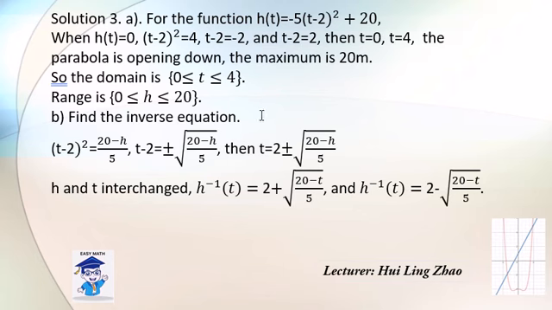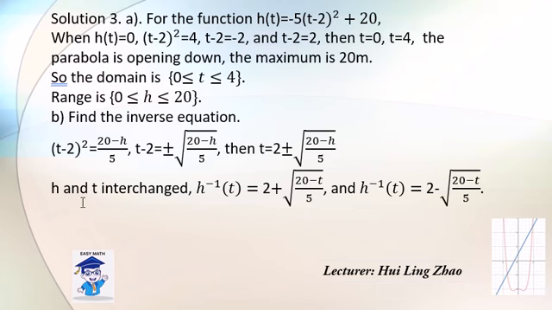And find the inverse equation. At first, put the term with t on the left side, and separate the t. So we can get that there are two t values. One is 2 plus the square root of (20 minus h) over 5, and the other is 2 minus the square root of (20 minus h) over 5.